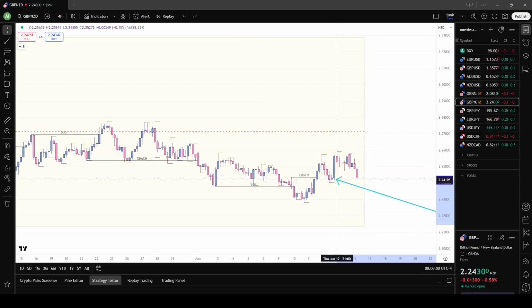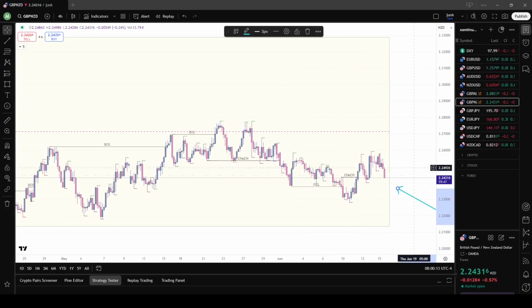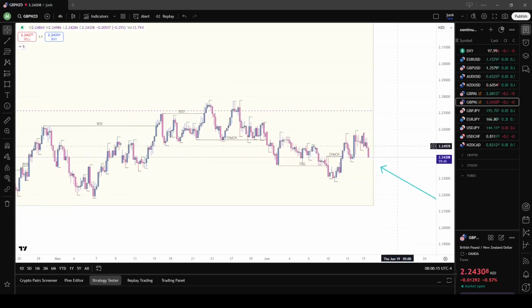This is an area of support to be careful of, and as long as prices start to take out these lows of this internal structure, then I'll be expecting the lows of the overall range to be taken out. So only looking for selling opportunities with GBP AUD.